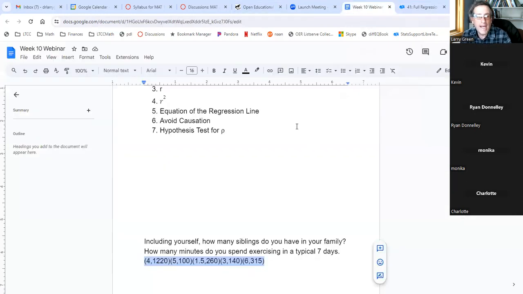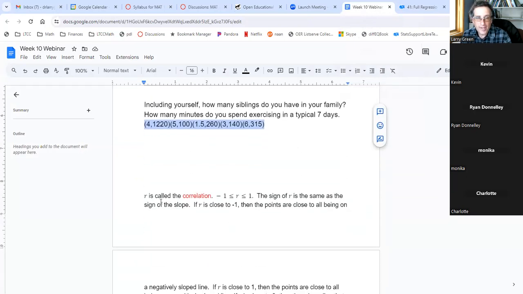So let me go back. So again, R is a correlation. Make this a little bigger so you can see.